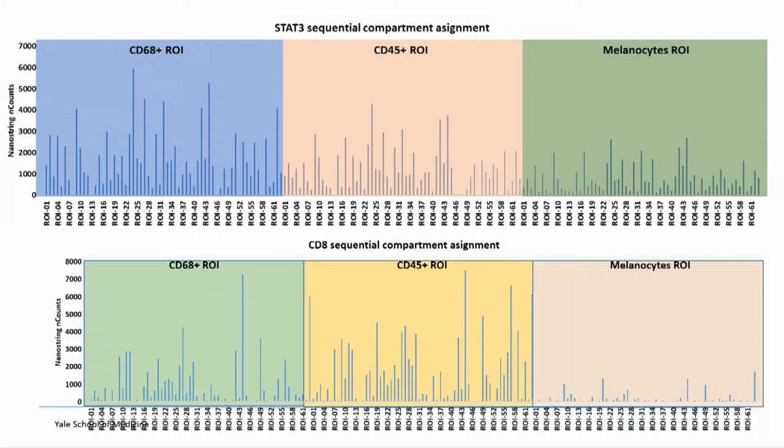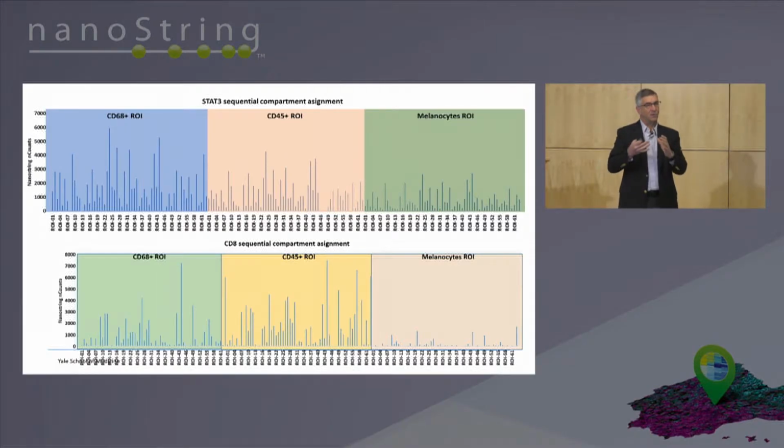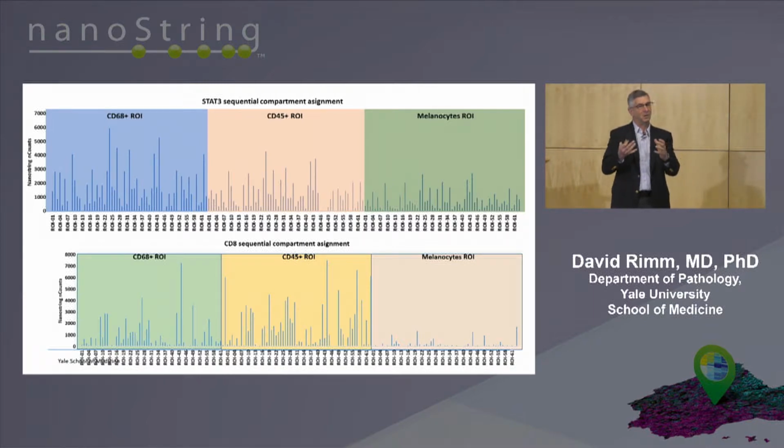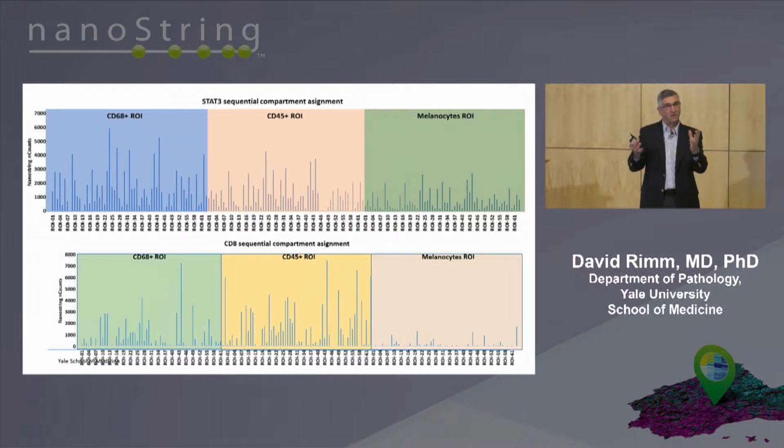On the top, you can see STAT3, and it shows what you'd expect, that you'd see some STAT3 in all of those compartments. On the bottom, you can see CD8, and a sizable amount of CD8 was collected in the CD68 compartment. At first, it was a little bit of a worry for us, but then we realized that what we're probably seeing is CD8 molecules that are very close to CD68 molecules. And in some sense, that's sort of a pseudo proximity assay.